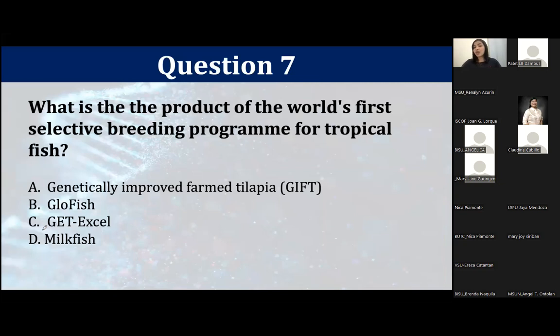Okay, next question. Question number 7. What is the product of the world's first selective breeding program for tropical fish? O ito naman, is si Glowfish, first genetically modified pet. Ano naman? What is the product of the world's first selective breeding program for tropical fish? Letter A, GIFT or the genetically improved farm tilapia. B, Glowfish. C, GET EXCEL. D, milkfish.